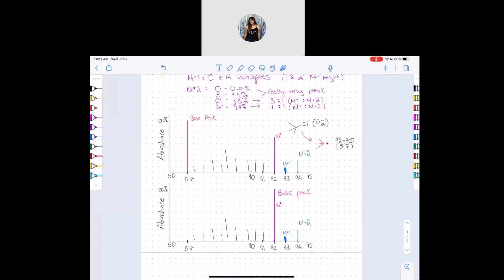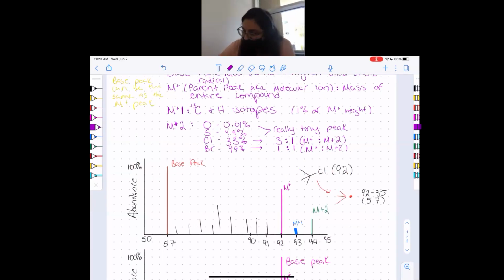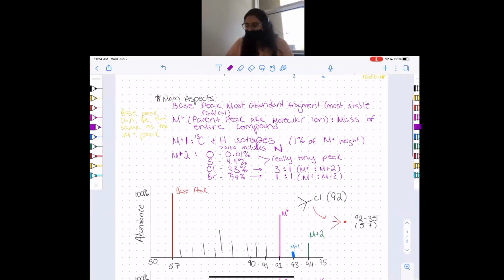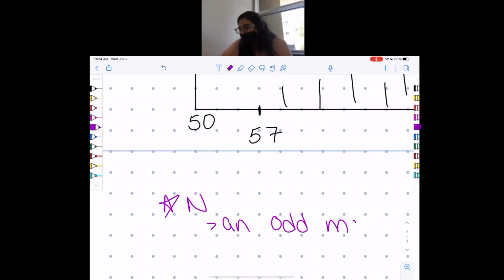The other thing I want to mention, which I didn't write before because I wanted you guys to not get it mixed up, is that M+1 also includes nitrogen. But when we're thinking about nitrogen, we're not going to look at the M+1 peak. Instead, we're going to look at the mass. So I'm going to do a star here. When we have nitrogen present, we will have an odd mass.